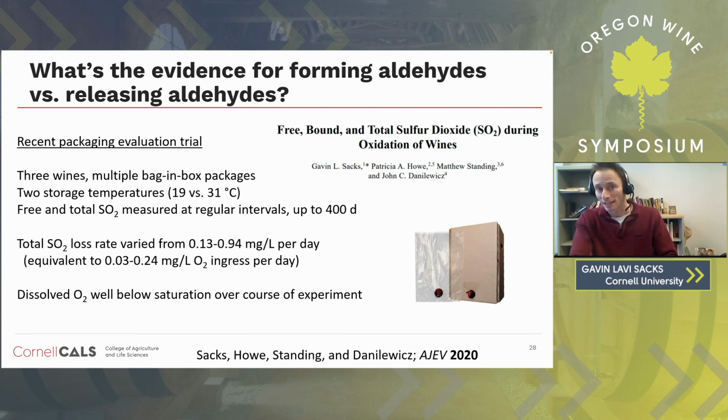So when we measure dissolved oxygen in these wines, dissolved oxygen is almost always near zero and undetectable. So oxygen is getting in, but it's being consumed by the wine, and it's happening relatively fast. So we can see over the course of a year, all of the SO2 getting consumed.